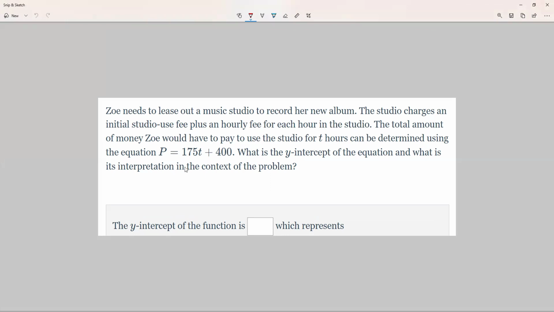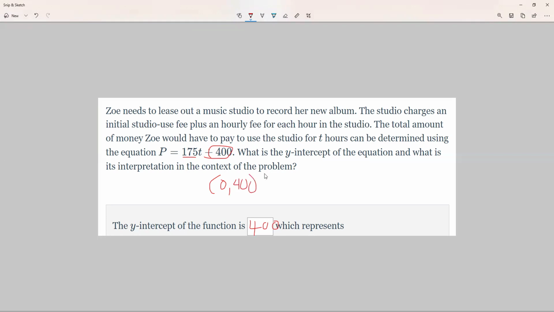So very first thing you should see is that this is the linear equation. Right here is the slope. This is the y-intercept. So it's going to be 400. So we know right away, or you should know right away, that the y-intercept is going to be 400. Now, what does that mean? Remember, that's always the x value is 0, the y value is 400.